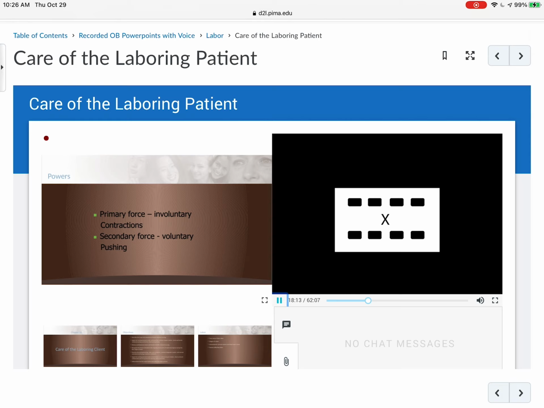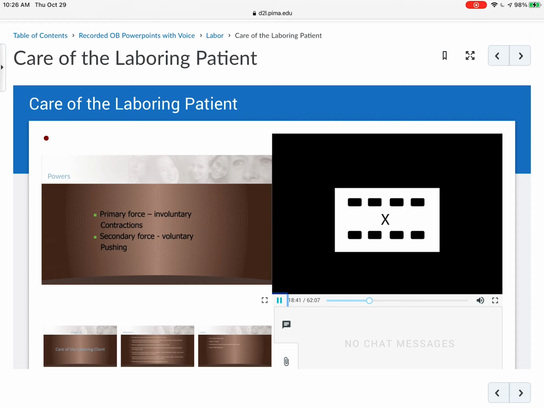Powers. You need contractions to bring the baby down, which actually causes the cervix to open up as well. There are 2 types of powers. One is the primary force, or the involuntary force, which is the contractions. A patient has no control. She can't say stop contractions, start contractions. It's just that primary force of the body forcing the baby out. The secondary force is more voluntary, and it's the pushing.